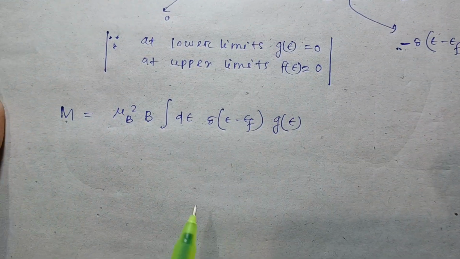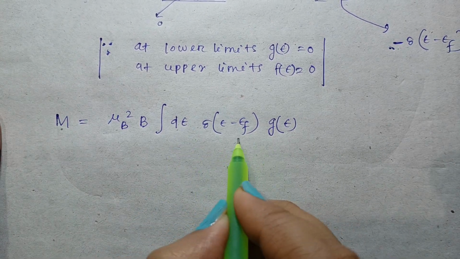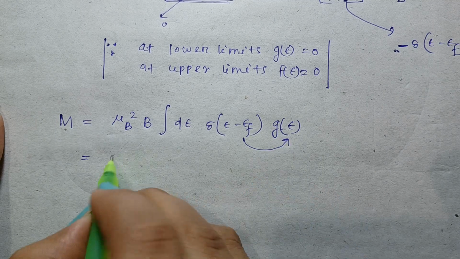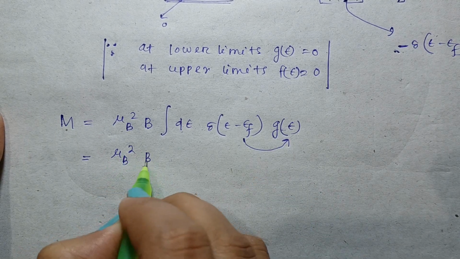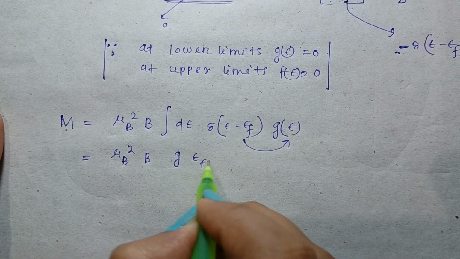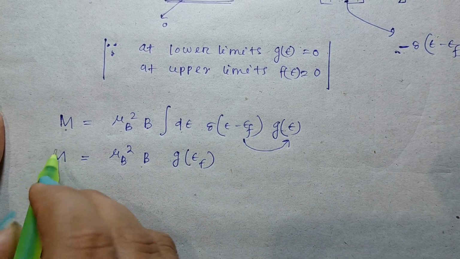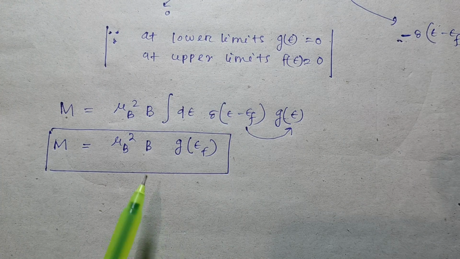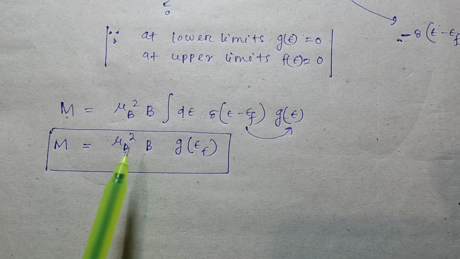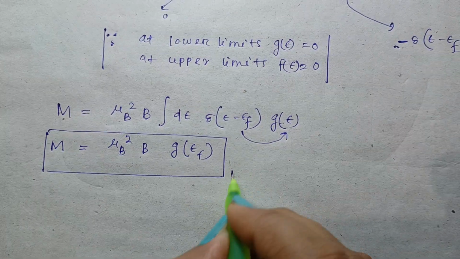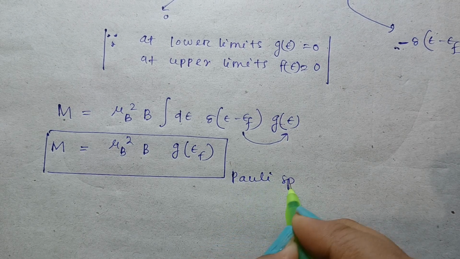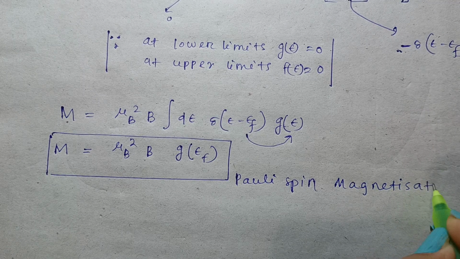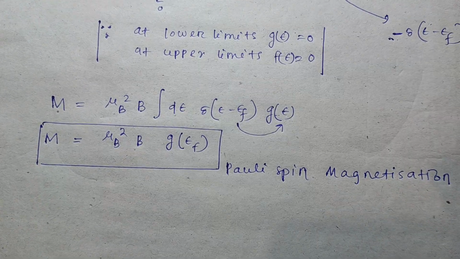Okay, and we know EF will replace this E, so it will be mu B square B times G of EF. Okay, so this is the final expression of magnetization M. So this is the required expression for Pauli spin magnetization, that is due to free electrons.